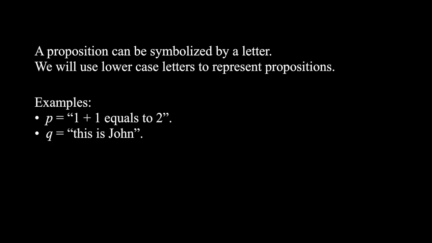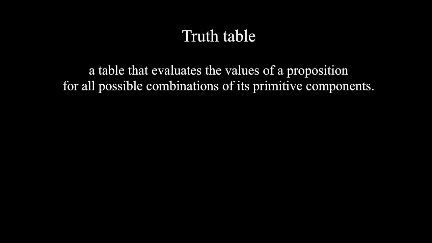A proposition can be symbolized by a letter. We will use lowercase letters to represent propositions. For example, P is the proposition 1 plus 1 equals 2. Q is the proposition this is John. A truth table is a table that evaluates the values of a proposition for all possible combinations of its primitive components.